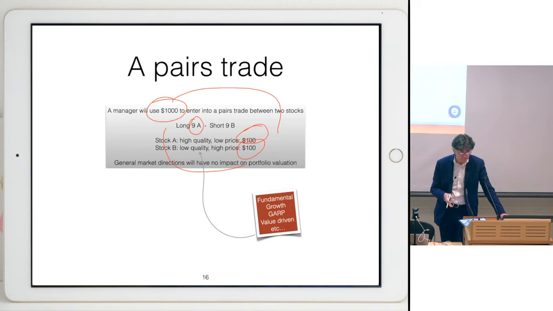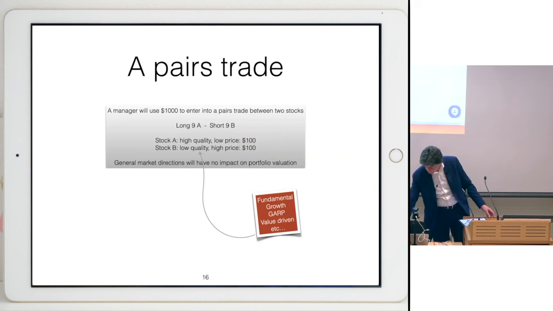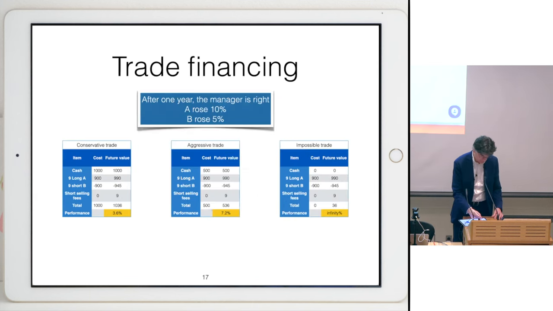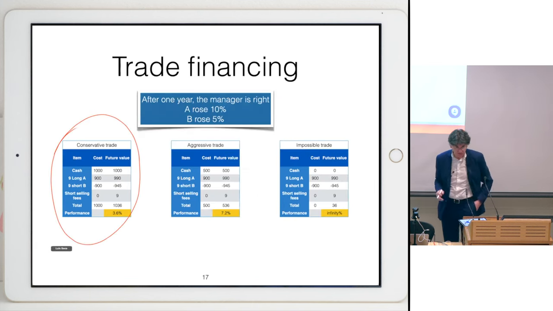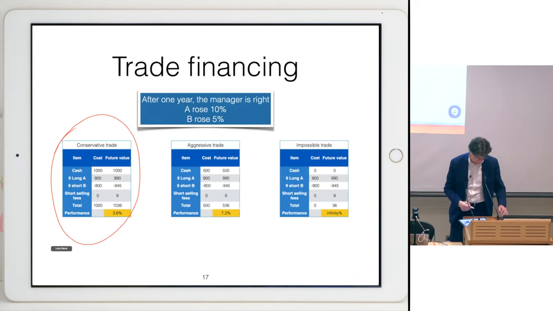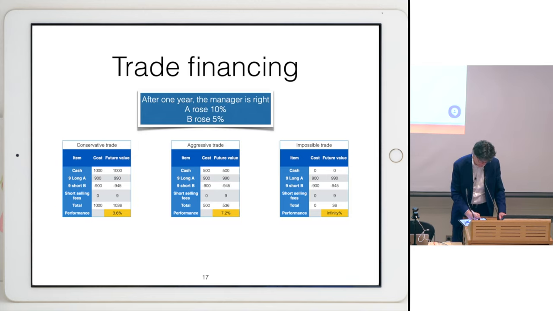That's the trade. Now, how do we finance this trade? That's the question I want to do. How much money do you need to do this trade? Well, let me start with what I call the conservative trade. Don't look at the other trades yet, okay? Focus on this one. Let me do the trade as follows. I have $1,000, that's there. Then 9A is going to cost me 900. But 9B is going to give me 900.